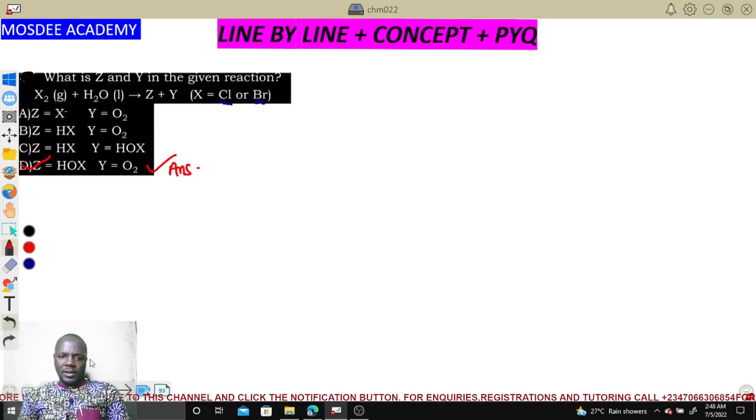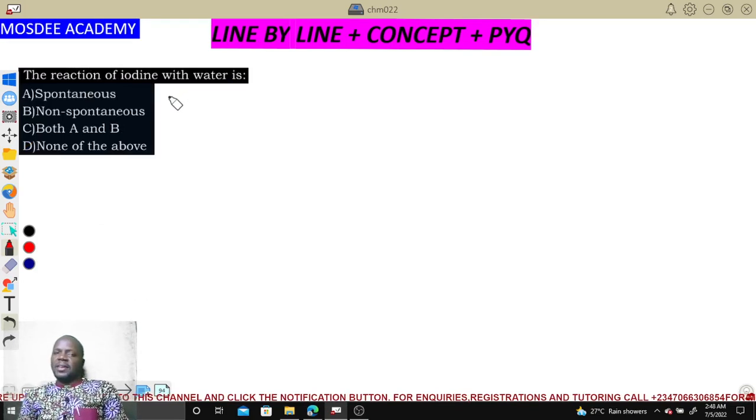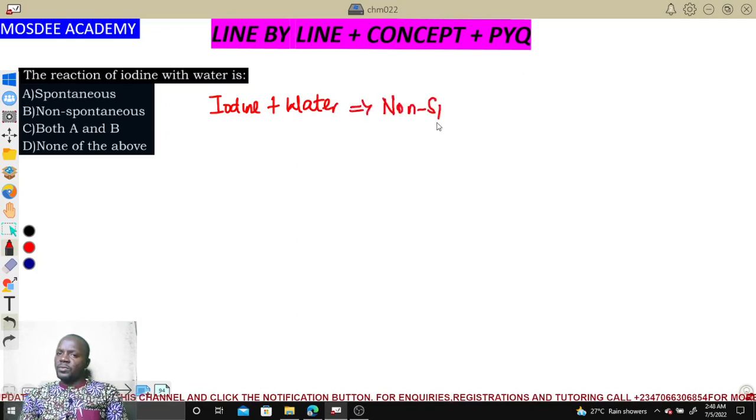The next reaction. Now, the reaction between iodine and water is that. Iodine combined with water is said to be a non-spontaneous reaction.